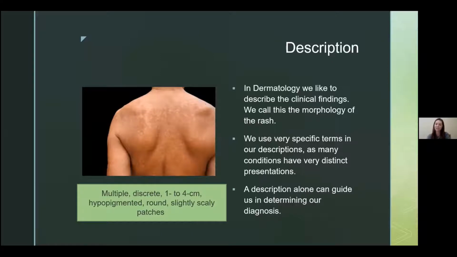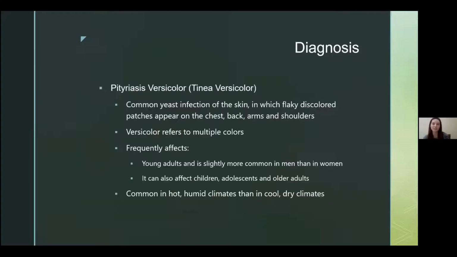So in this case, we do see, as you guys mentioned, multiple small little hypopigmented, that means lighter skin color, round, slightly scaly patches. We can't tell in the photo that they're really scaly, but clinically in person, we would be able to tell that there's a little bit of a scale around these spots. So as I mentioned, it is important for us to describe these in order to guide our diagnosis.